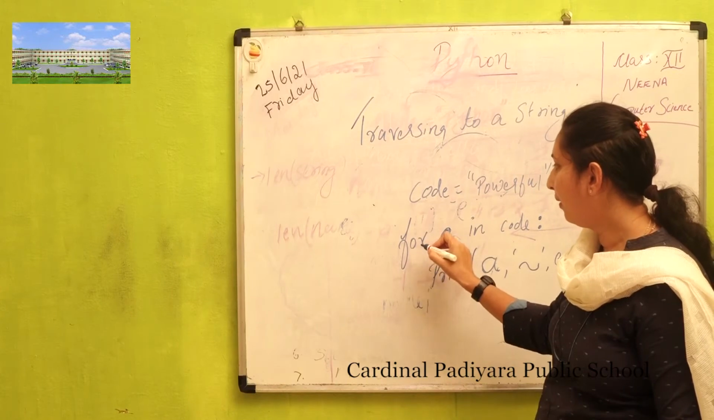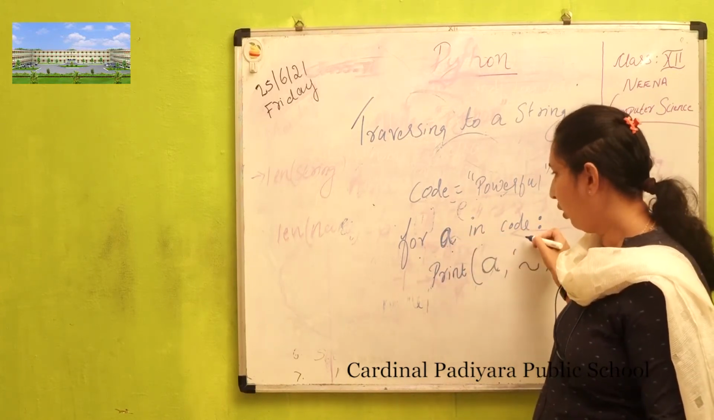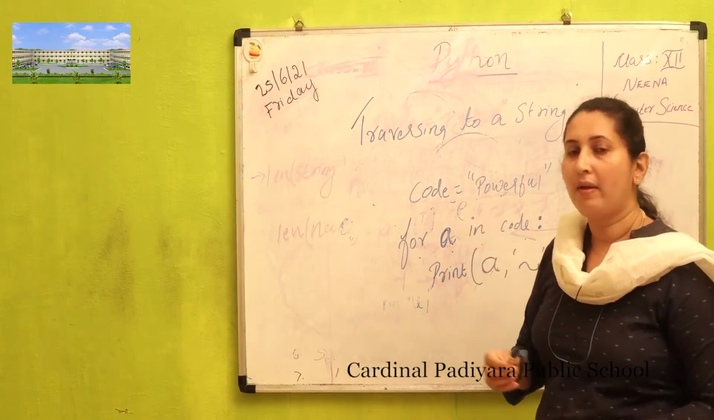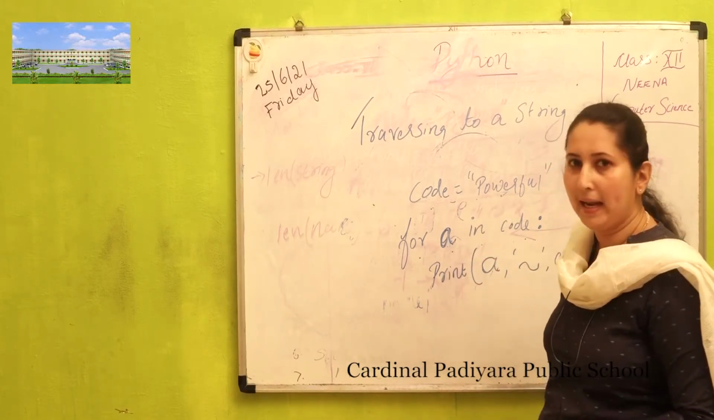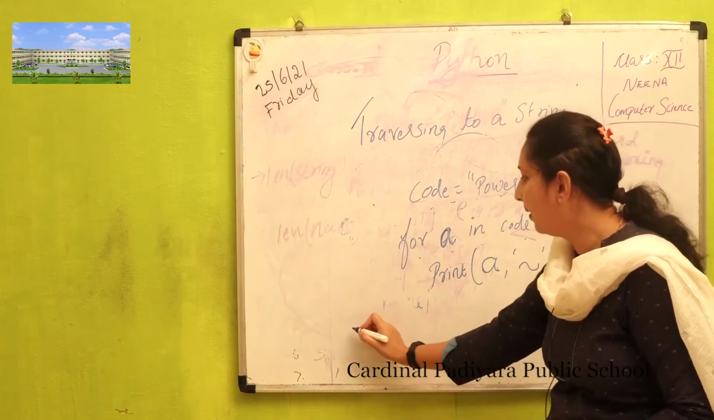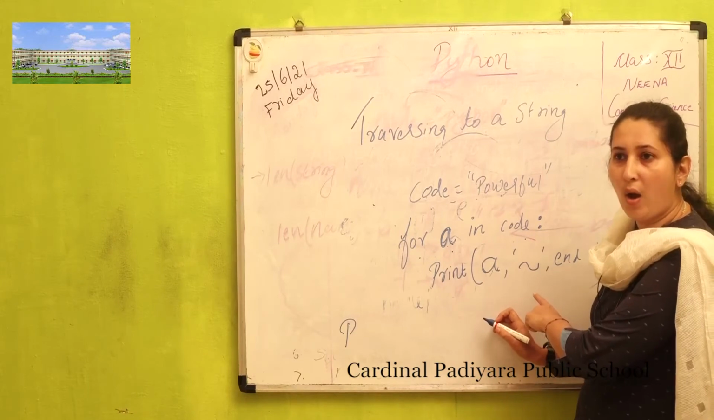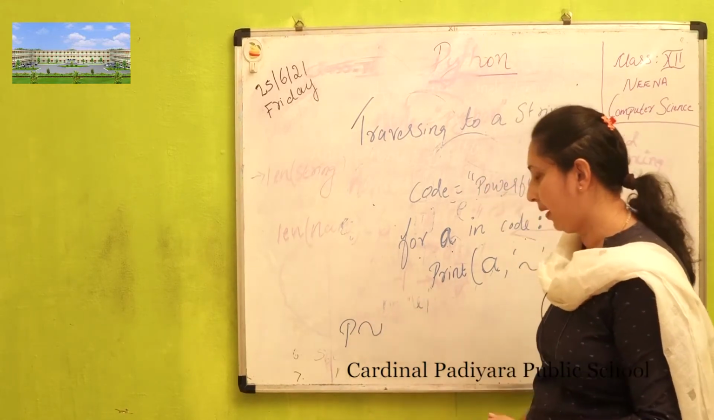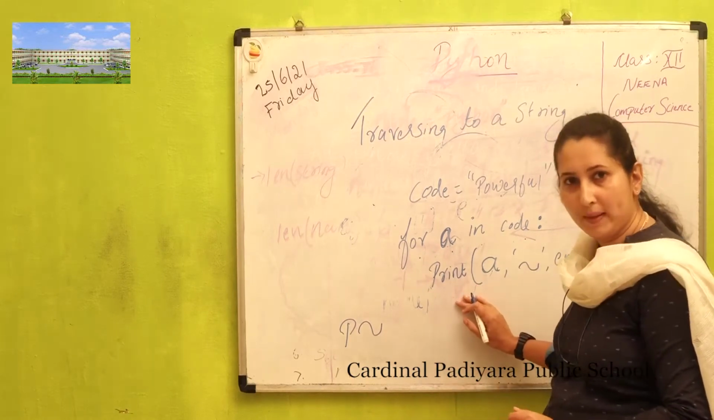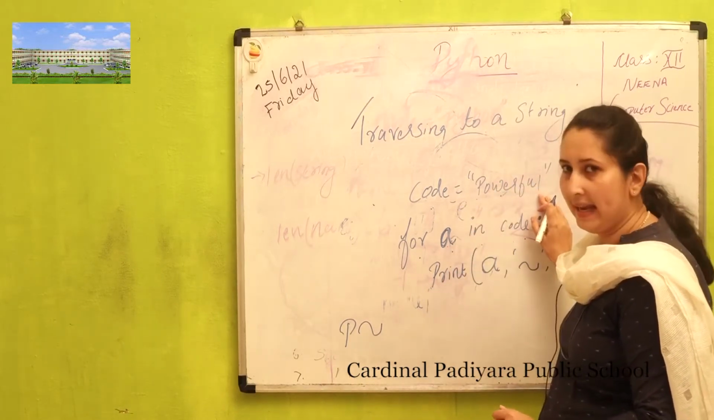So we have to travel for any element A in chord. Firstly, we travel to one element, that is print A. Print A means you get the value as P. Then you also have to print the tilde. Then the same loop is repeated up to L.